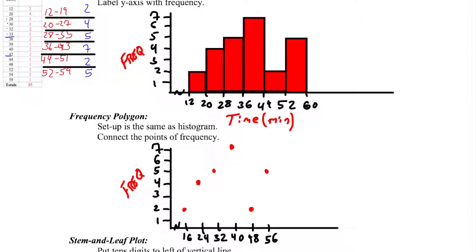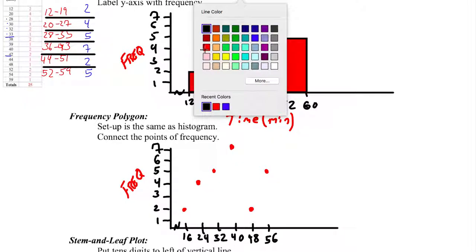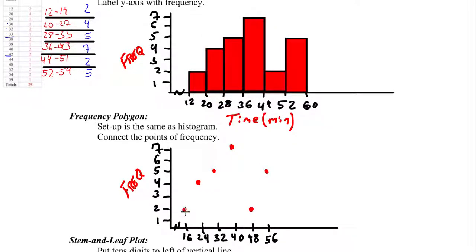So just like I would with a scatter plot or whatever, I'm actually going to connect these dots. Connect all these dots with straight lines. And imagine that, again, I drew these down to the x-axis. Look at that, I would have a polygon. I don't actually draw that down to the x-axis. I'm just saying that to show you how we get the name frequency polygon.